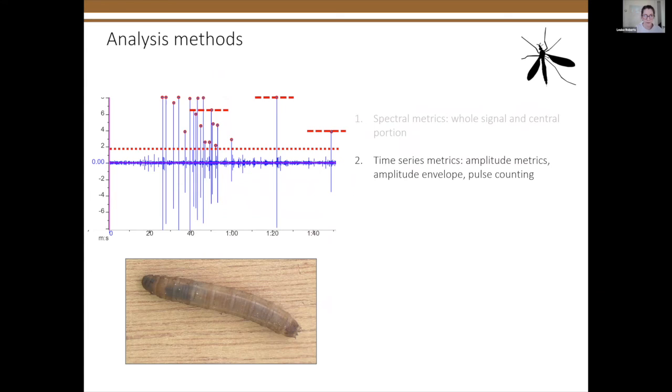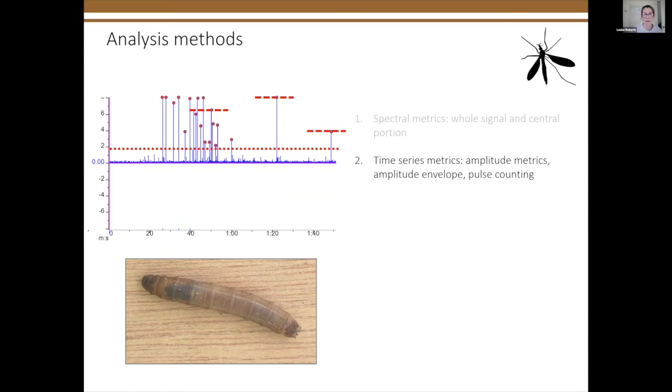We can also set an amplitude threshold, which we would choose ourselves, and we can count how many of those peaks are above that threshold. There may be more peaks in some recordings than others, and that might give us an idea of activity level or potentially species differences.